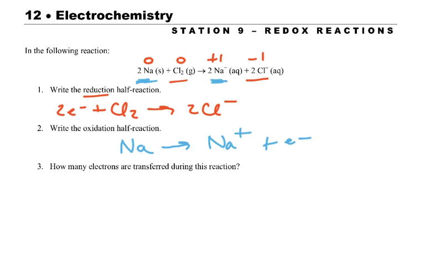How many electrons are transferred? Well, 2 electrons are being transferred here. This guy, we'd have to double it to make it all balanced. So 2 electrons are balanced. So 2 electrons are transferred.